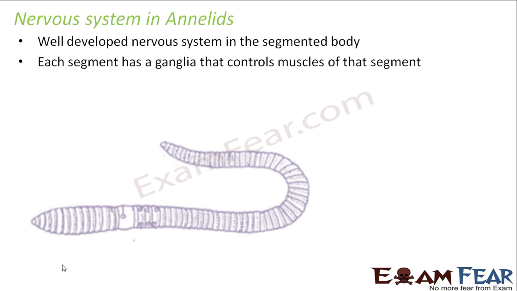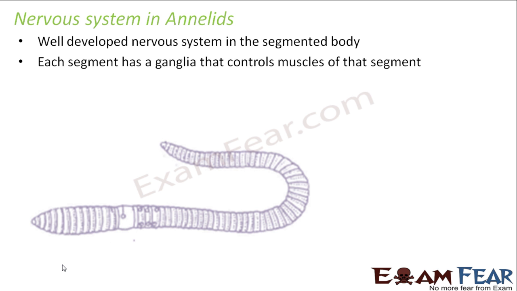So here each segment has a ganglia that controls the muscles of that segment. So the body is divided into different areas, and each of these areas will have a ganglia. What is ganglia? A simple brain. It is nothing but a bundle of nerves. So this ganglia will control the movement in that particular segment.